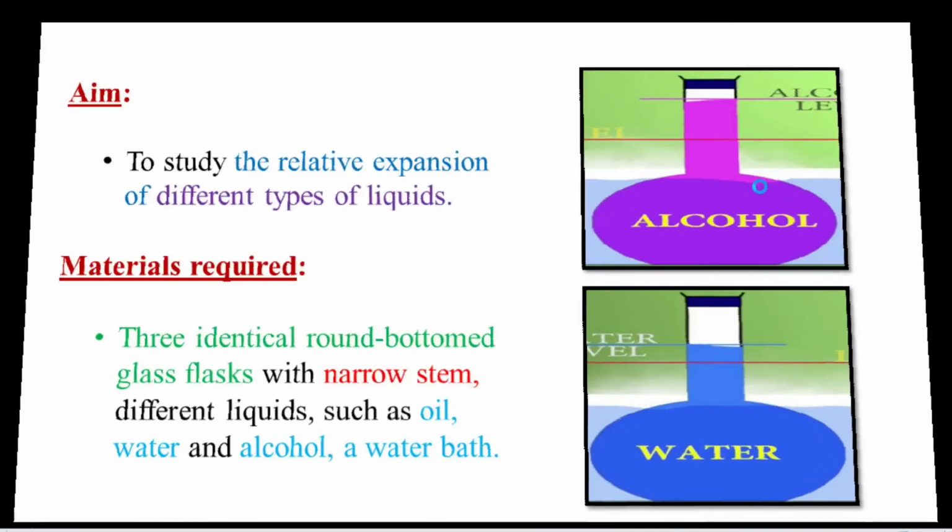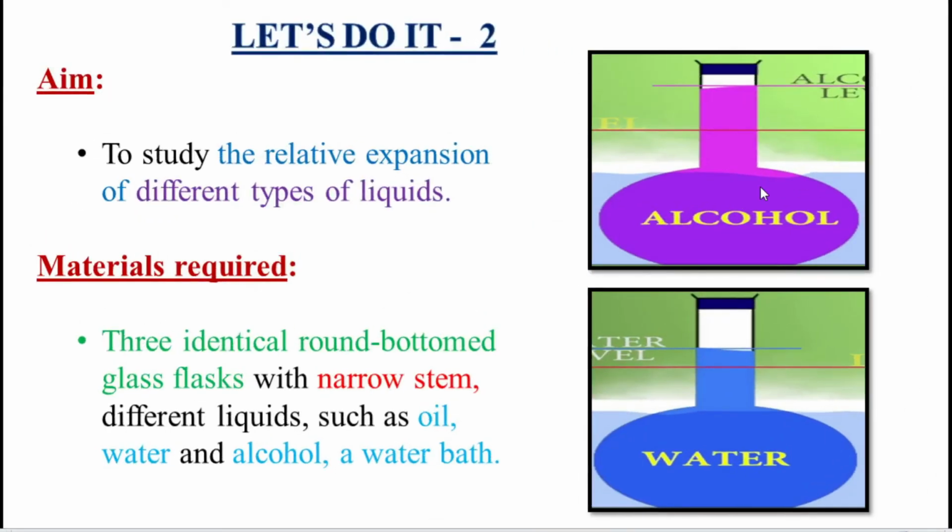So next I am going to do the second activity. The activity is related to the relative expansion of different types of liquids. The aim of the activity is to study the relative expansion of different types of liquids. So what material is needed for this experiment? The material required is three identical round bottomed glass flasks fixed with a narrow stem, different liquids such as oil, water, alcohol, and finally we need a water bath.